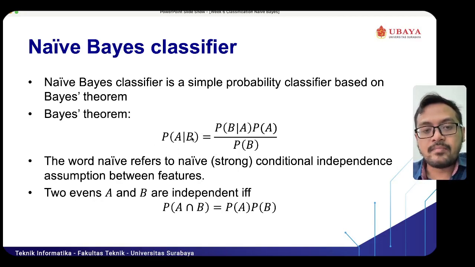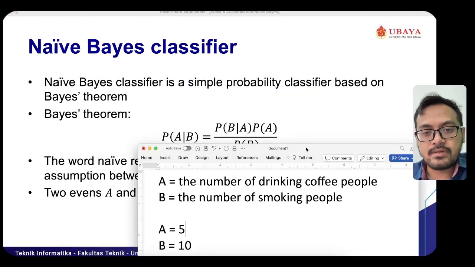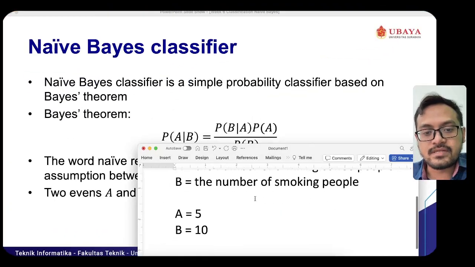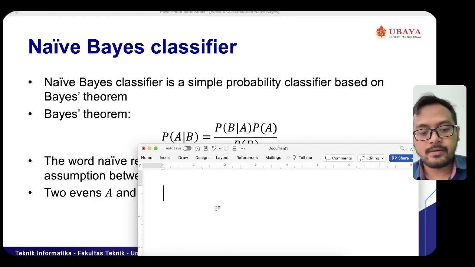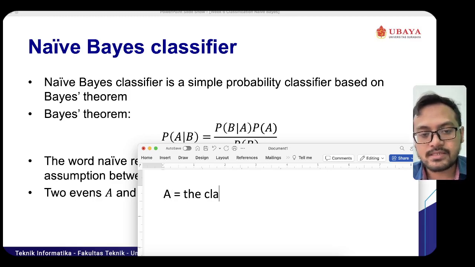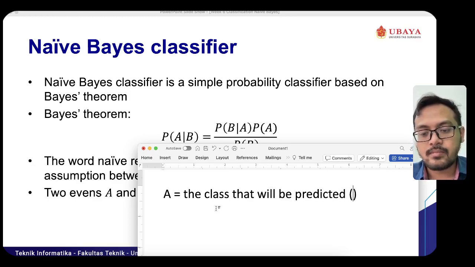So we have A and B, right? A means the labels that we want to classify, and B will be the features. For example, this is just an illustration, P(A given B). Then A will be the class that will be predicted, like play.